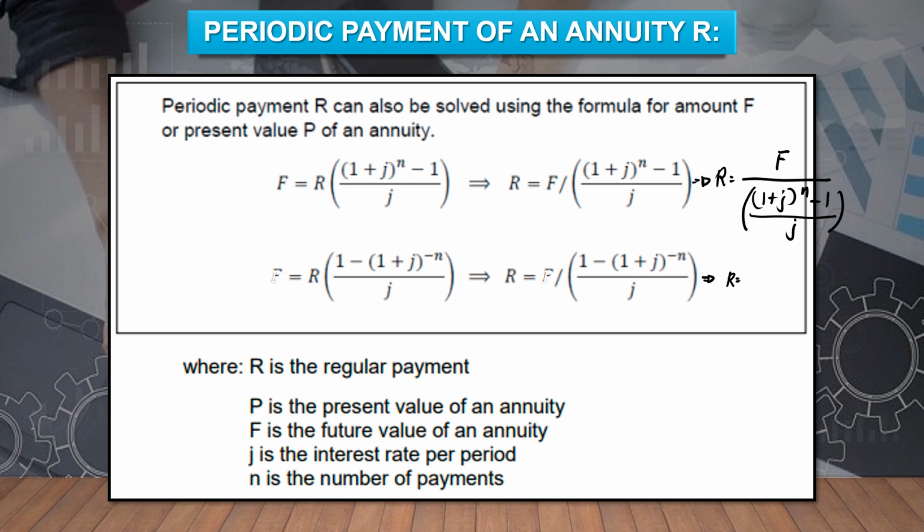So, r is equal to the present value divided by 1 minus the quantity 1 plus j raised to negative n divided by j. Now, first, you solve this part here bago po natin i-divide this to the present value.